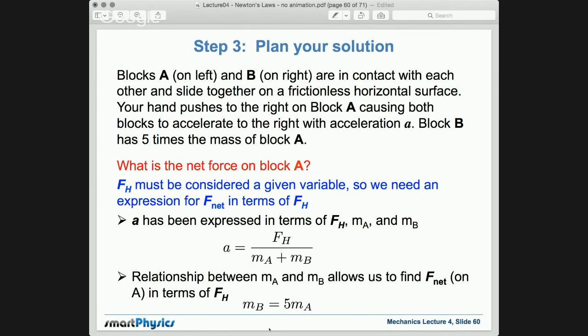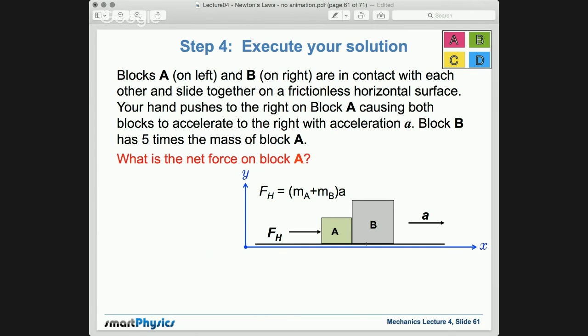Okay, so given this relationship and this relationship, we're poised and have everything we need to find the net force on block A in terms of the force from the hand, FH. So we would then just execute the solution. We start with this expression that we already found, which relates the force FH to the masses and the acceleration. We know that block A also accelerates with acceleration A.